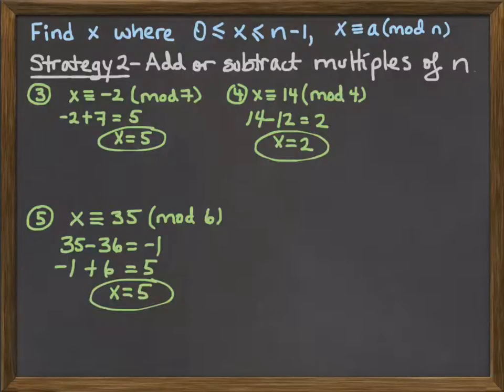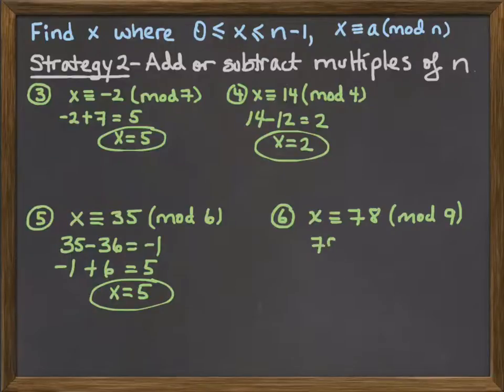Perhaps if you were a little bit more on the ball than me, you might have realized that just subtracting 30 to start off would work, because 30 is also a multiple of 6. And if you did that, that's great. You have the right answer. One more example, x is congruent to 78 mod 9. So what multiple of 9 do you want to subtract from 78 in order to get an answer that's somewhere between 0 and 8?